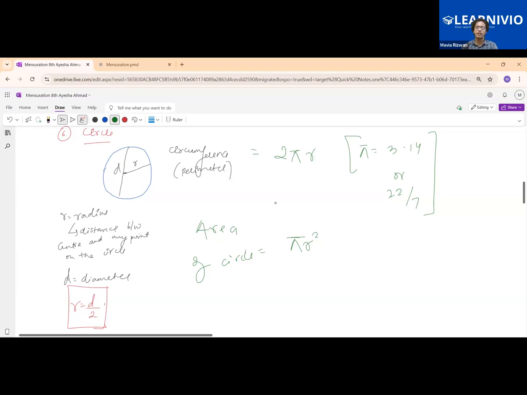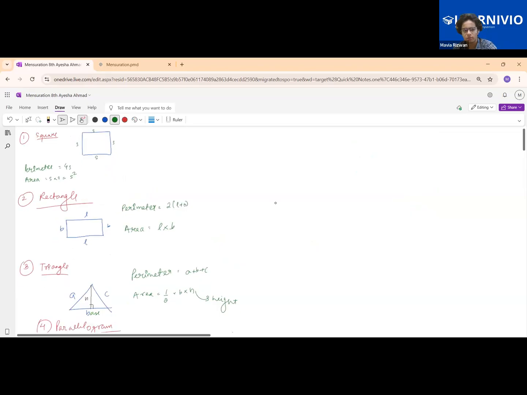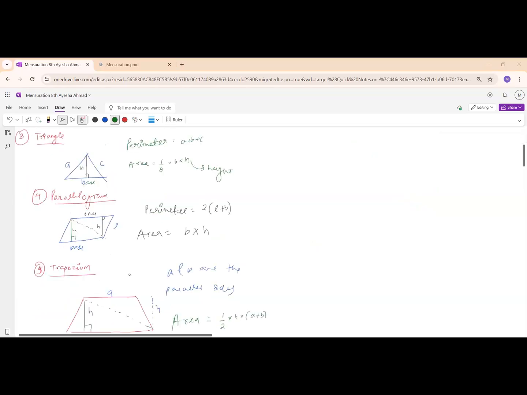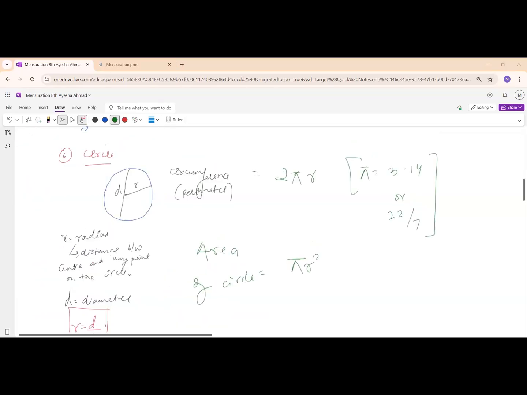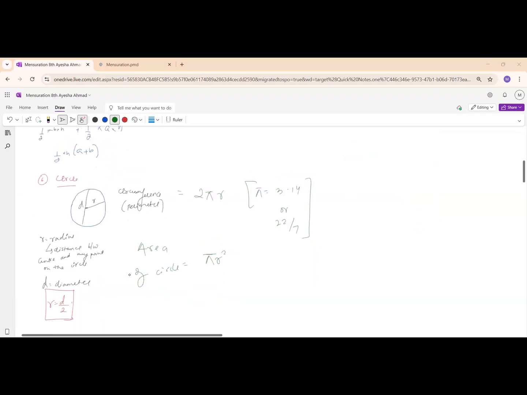Is this totally clear, Aisha? Yes, sir, it is totally clear. Okay, great. Aisha, write this down. Okay, sir. Sir, I wrote all of that. Everything you wrote down, even the circle, just the last formula of the area of a circle? Yeah, I wrote everything. Okay.